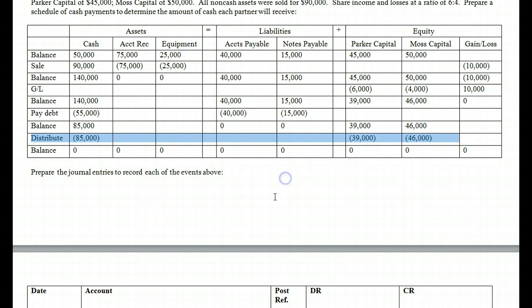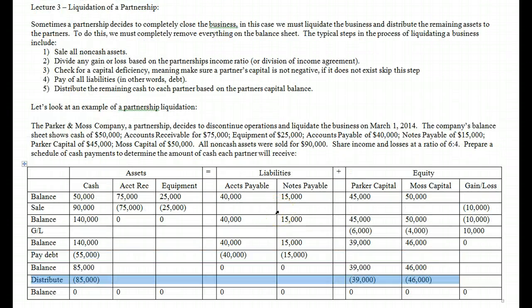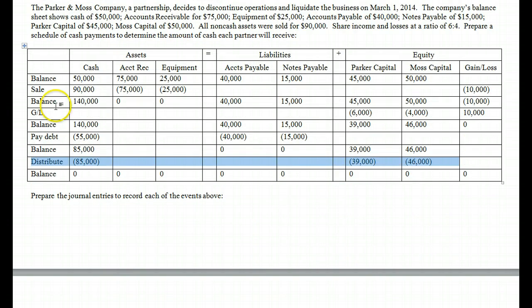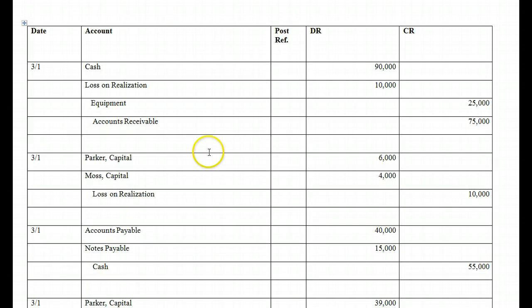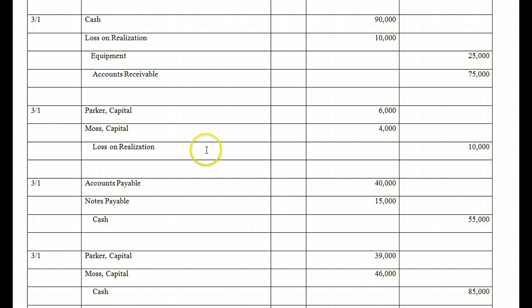All right, that is a quick liquidation schedule. So we've liquidated our assets, we paid off our debts, we distributed gains and losses, and we distributed our assets. And then we had our final journal entries there. That's what all four of our entries would look like.